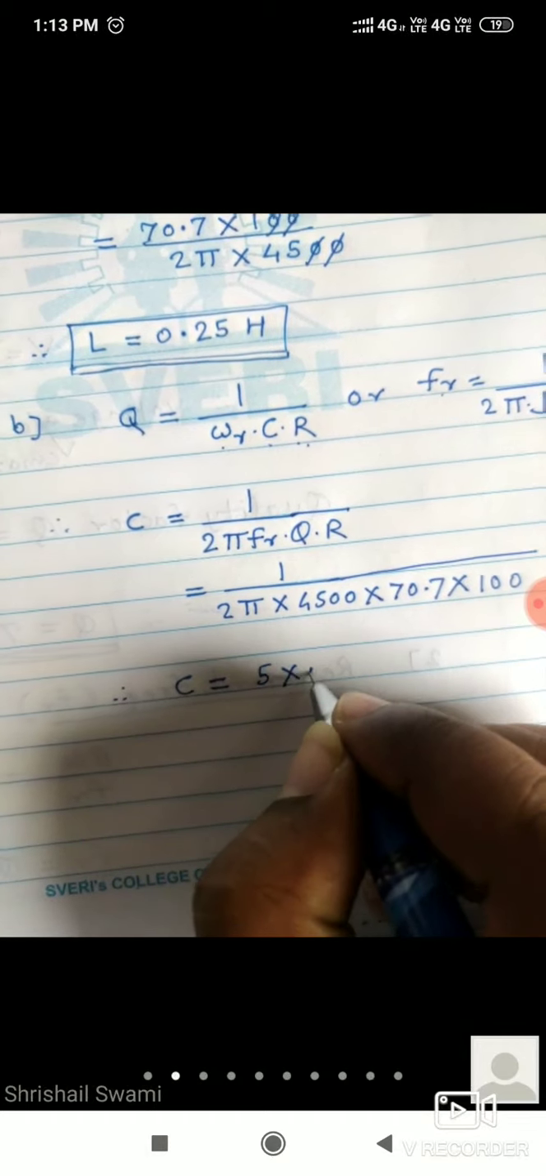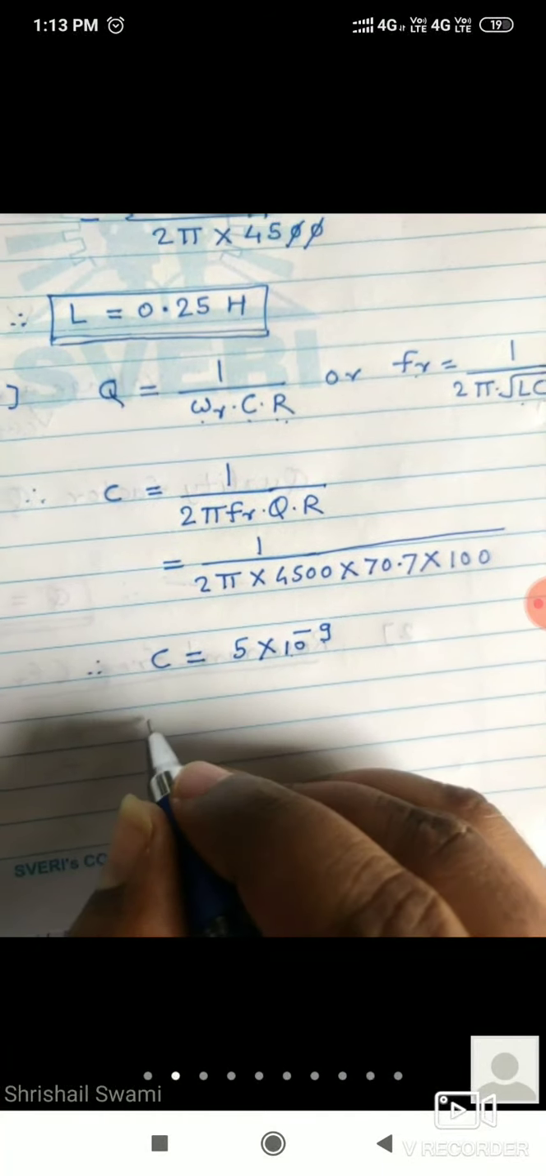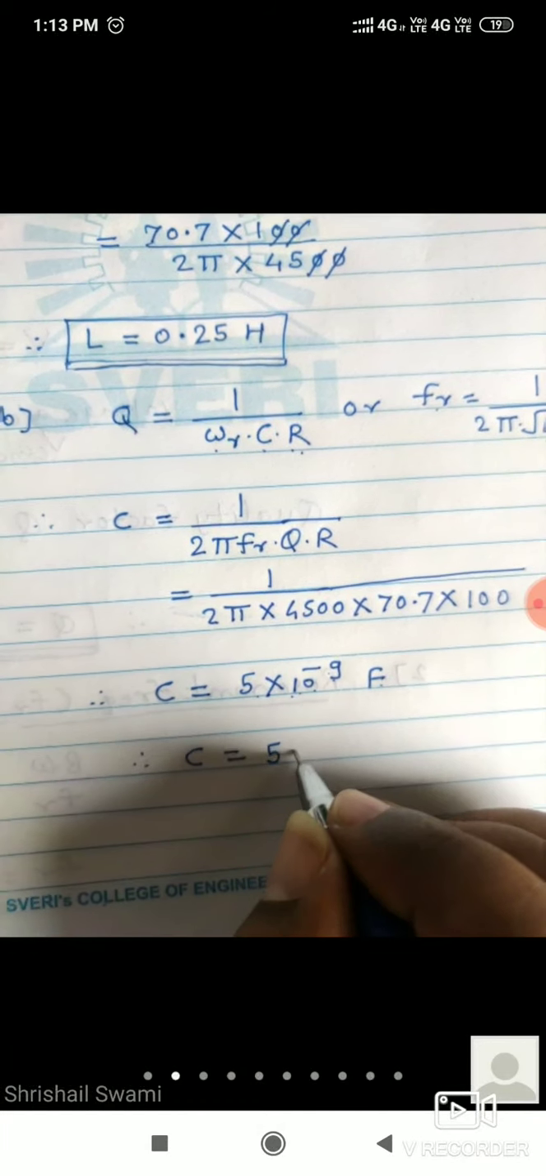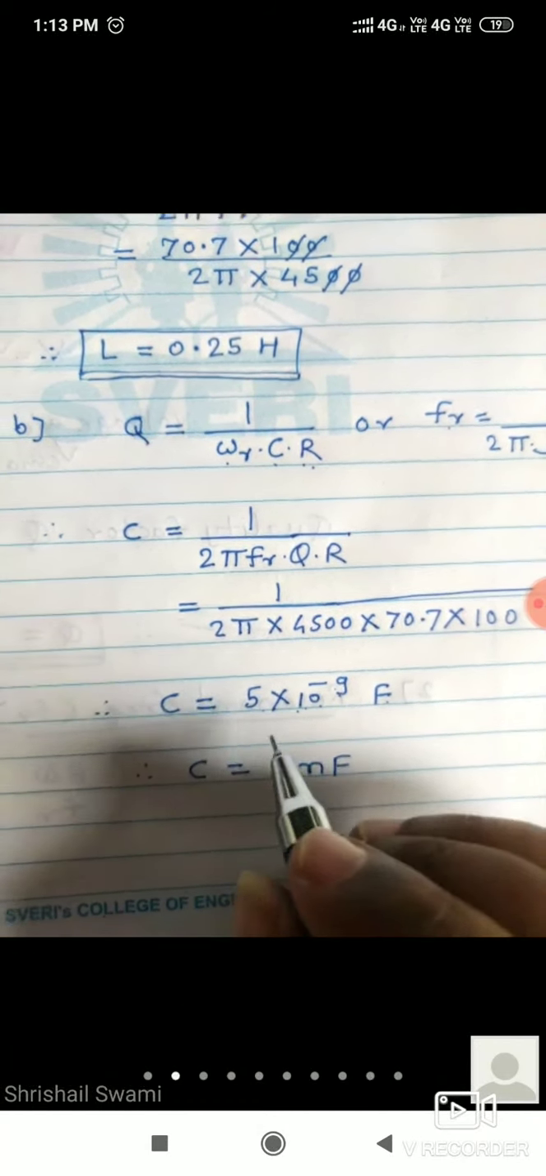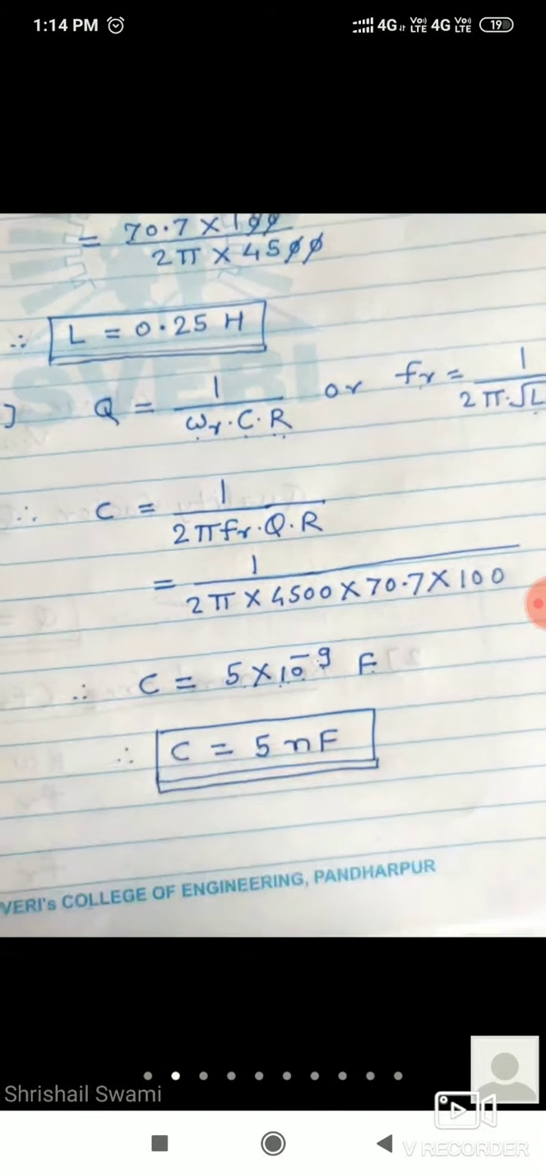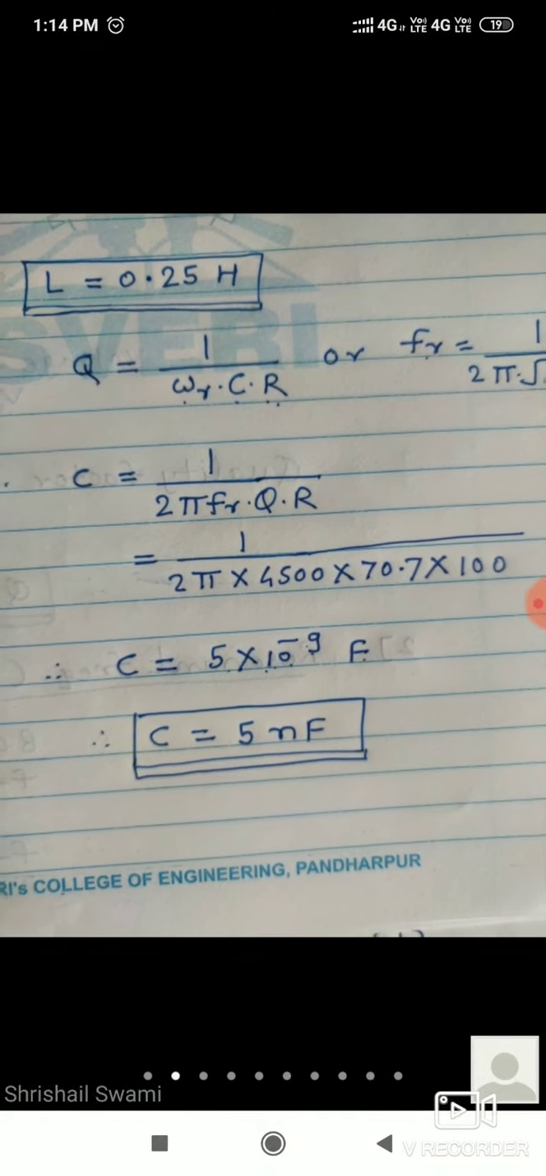Okay. 5 into 10 raised to minus 9 you got, correct. So 10 raised to minus 9 means nano. Okay, so this is the farad. 5 into 10 raised to minus 9 farad. That is C is equal to 5 nanofarad. 10 raised to minus 9 means nano. So capacitor value we got C is equal to 5 nanofarad.